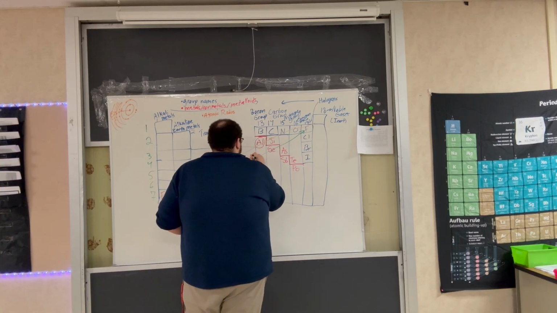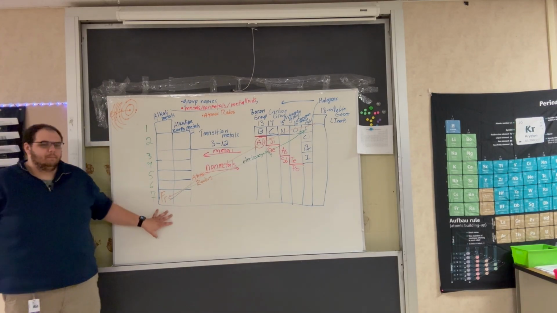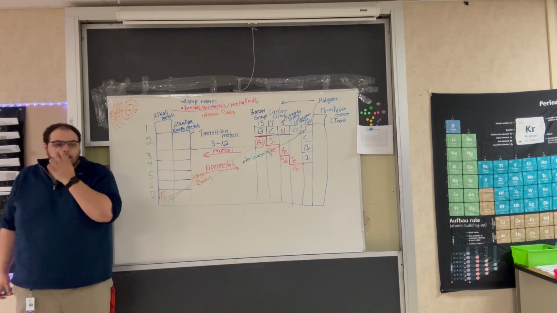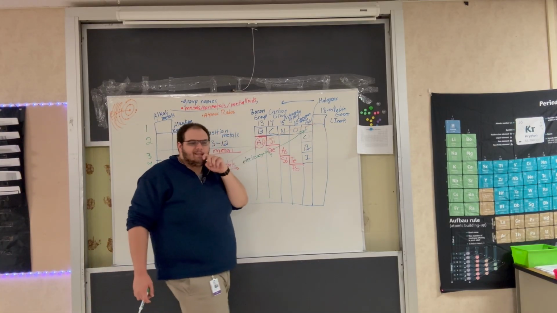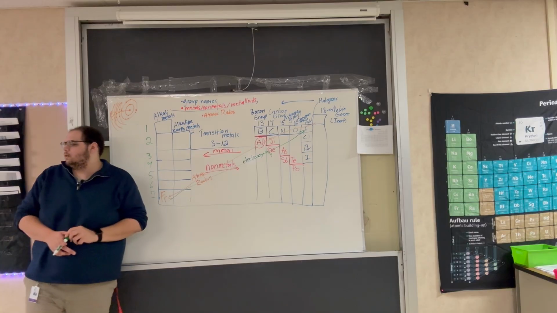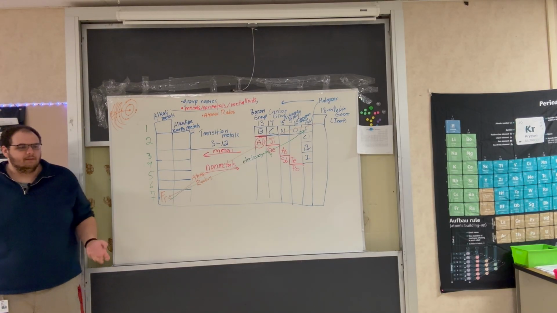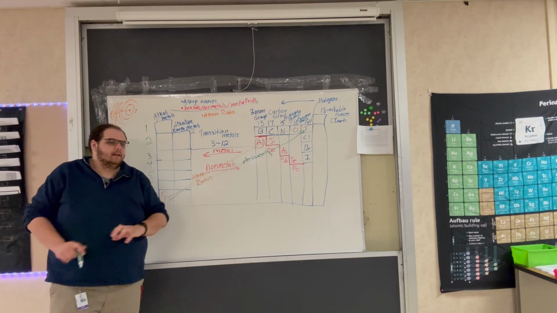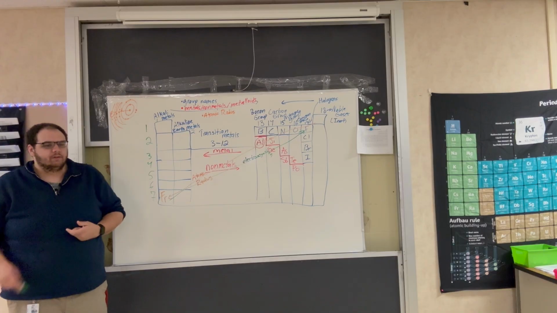But electronegativity increases from the bottom left to the top right. Why did I not go all the way to helium? Well, that's because these noble gases, they don't want to gain or lose electrons. They're what we call stable. They're inert, which is why they don't really have electronegativities. They don't want to gain or lose electrons.